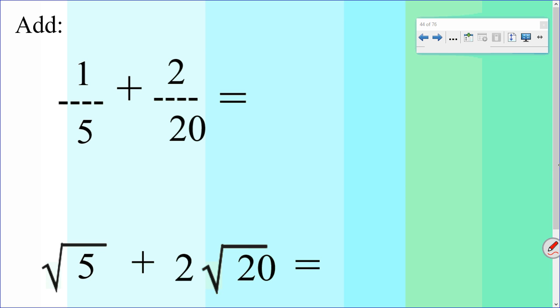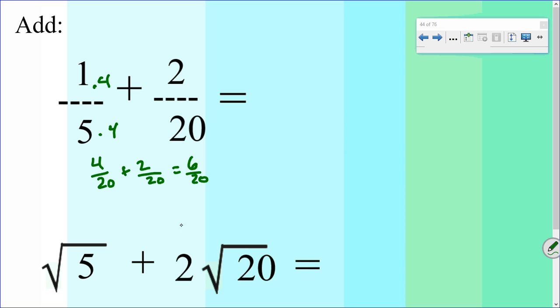So here our denominator would be 20. Our common denominator would be 20. So we'd have to multiply by 4 both top and bottom number to make this 1/5 of 20. That in a sense would give us 4 over 20 plus 2 over 20. So therefore we could add it and we'll get 6 over 20.